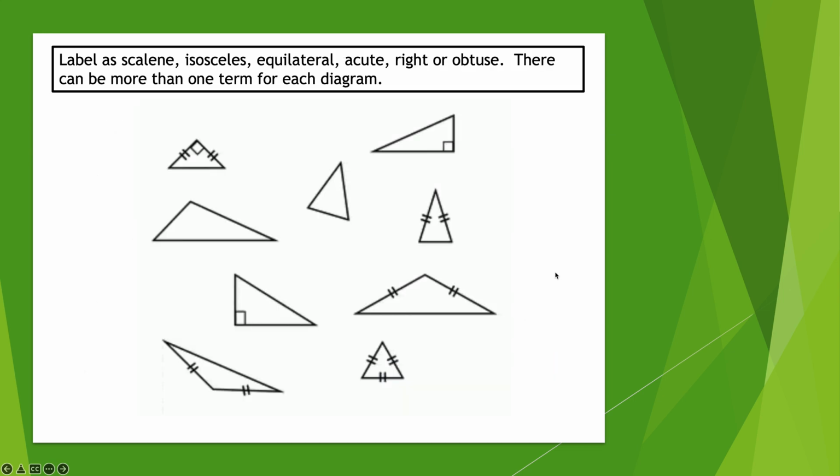Okay, label as scalene, isosceles, equilateral, acute, right, or obtuse, or more than one term for each diagram. Little stop and start. Go ahead.